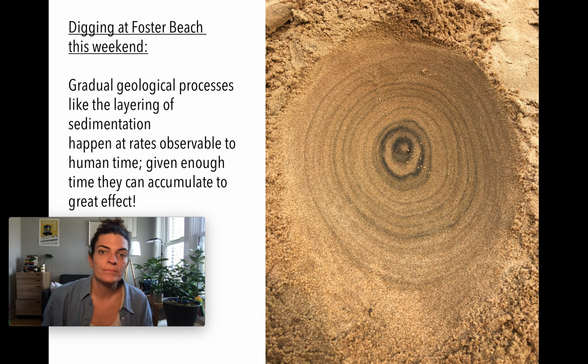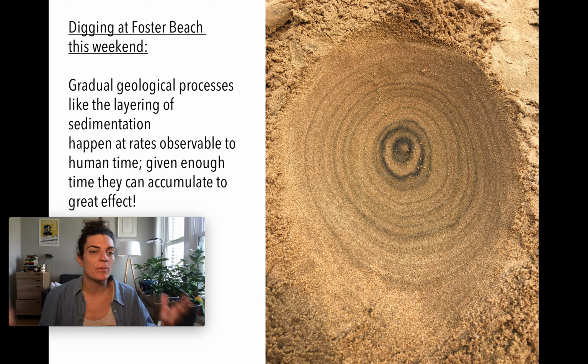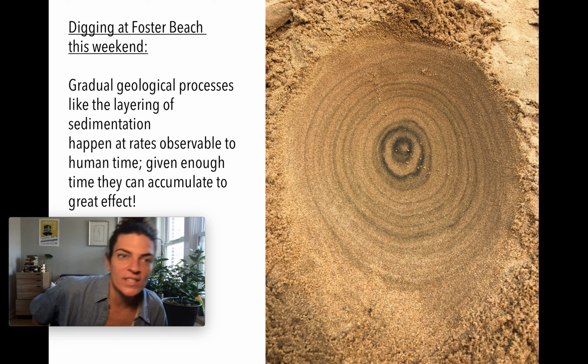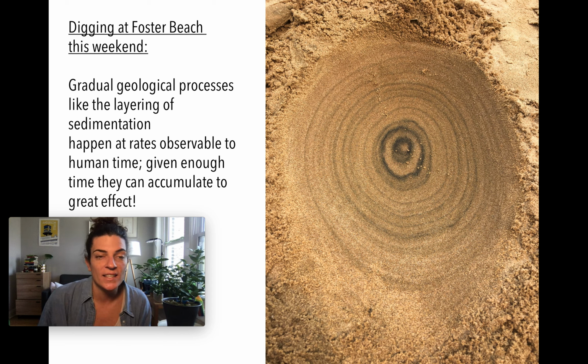And so we can observe things happening over millions of years, but we can also observe things happening over days, hours, months, even years. So these are what we call human scales. We can actually see the gradual geologic process, like layering of sedimentation, happening even at Foster Beach. When you dig down here, you can see, for example, the layers of sand. Maybe it was really rainy and then some drier sand got blown in, or something happened that caused the sedimentation to be a different color.